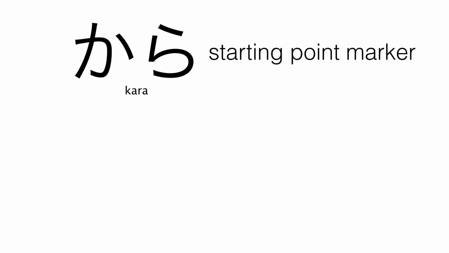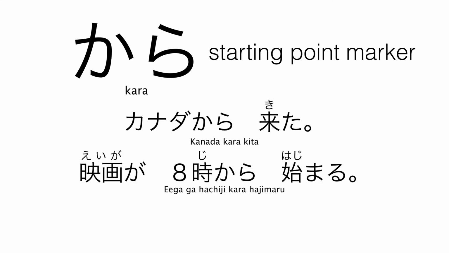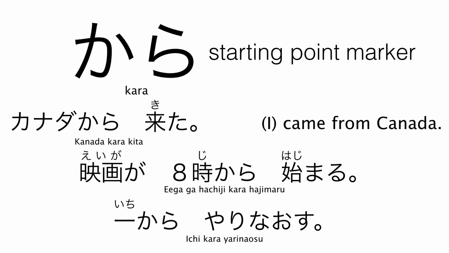Next, から is the starting point marker, which usually translates to from in English. Here's some examples. カナダから来た。映画が8時から始まる。1からやり直す。So the first sentence is カナダから来た。カナダ is Canada. 来た is a simple past tense of 来る, meaning to come. So the sentence means I came from Canada. Canada is the starting point of your coming to whichever place.